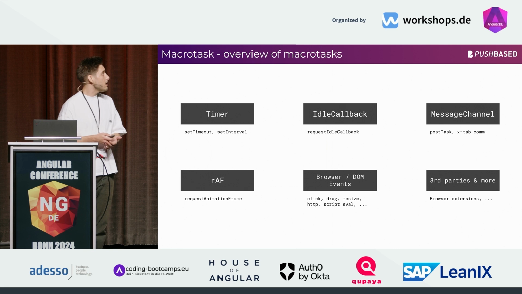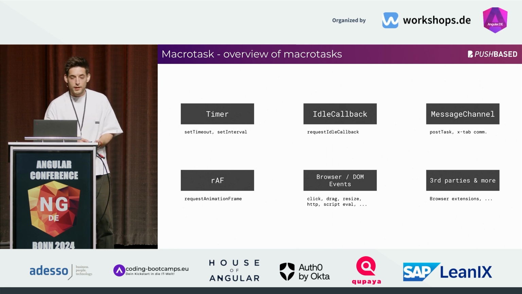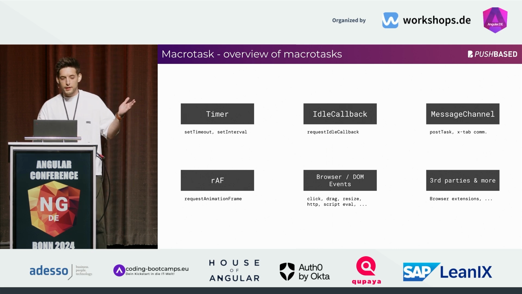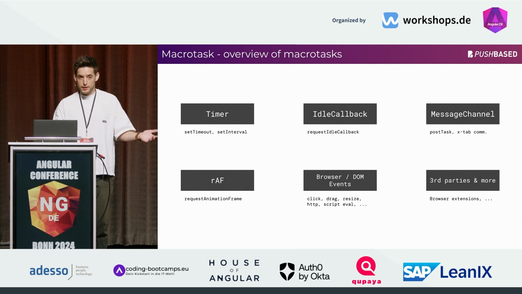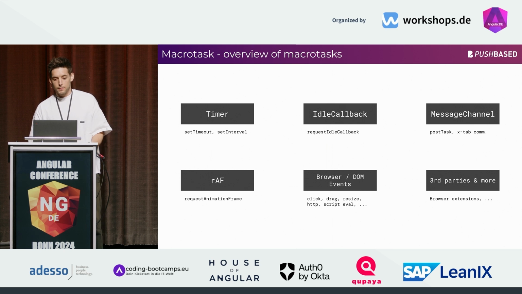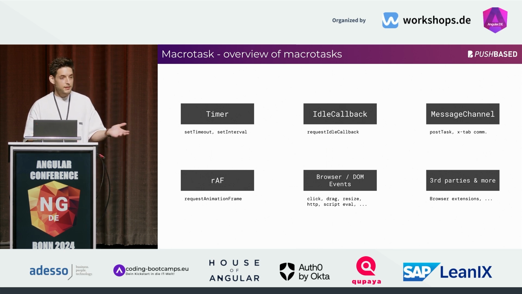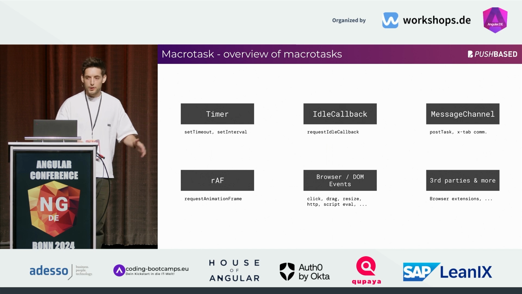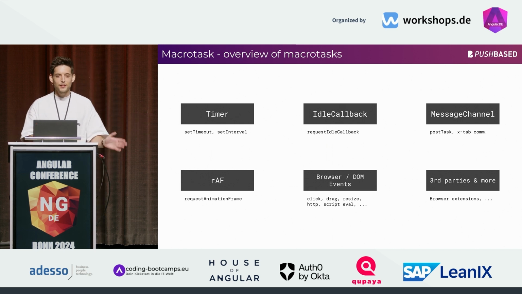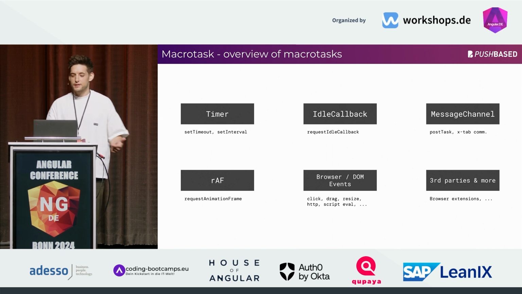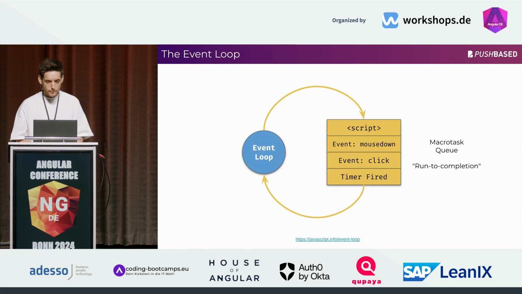So what APIs cause macro tasks? Essentially all of the scheduling techniques: timer, idle callback, message channel, request animation frame. Any browser or DOM event, like XML request is getting you new data, click event, drags, resize, input, and essentially any event you know will end up as a macro task on the queue. And of course, then you have third parties that can also put work there.